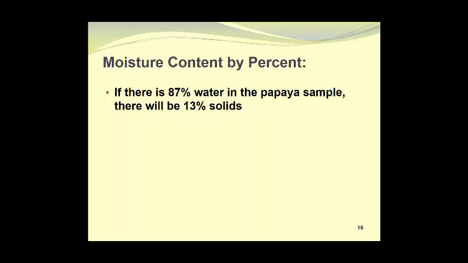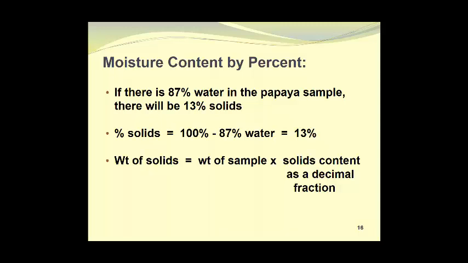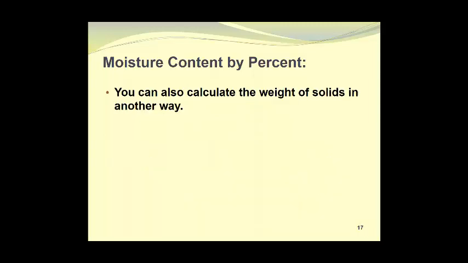If there is 87% water in the papaya sample, there will be 13% solids, and we obtain that by applying this equation shown on the slide. The weight of the solids will be equal to the weight of the sample, 650 grams, times the solids content expressed as a decimal fraction, 0.13, and that gives us 84.5 grams of solids in the sample.